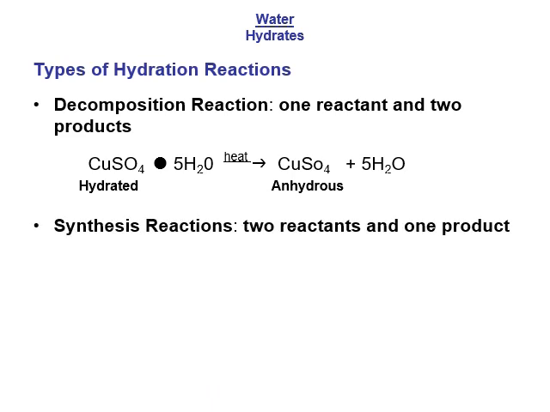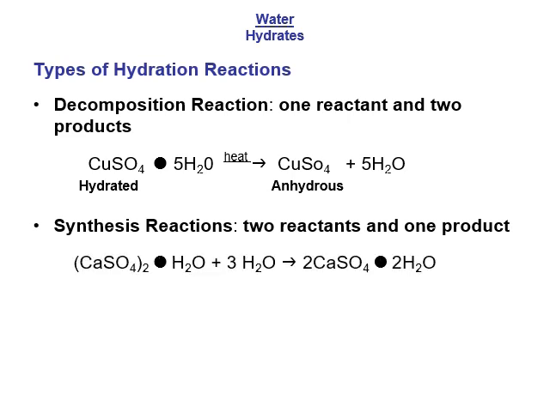A synthesis reaction is what we're probably more familiar with. That's when we have two reactants and one product. And for a hydrate, it's going to be the hydrate and water. So this would be an example. So this is a partially hydrated hydrate. That's actually plaster of Paris.